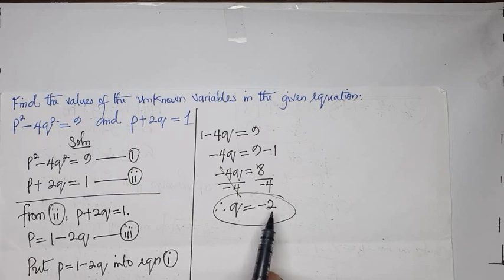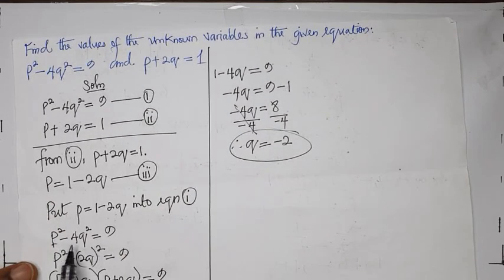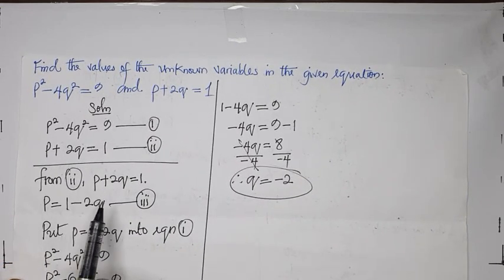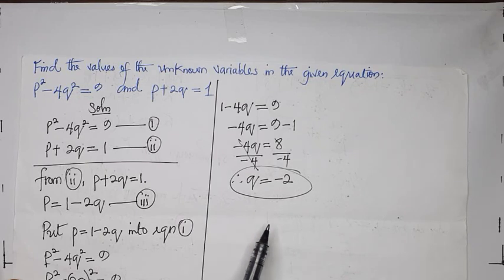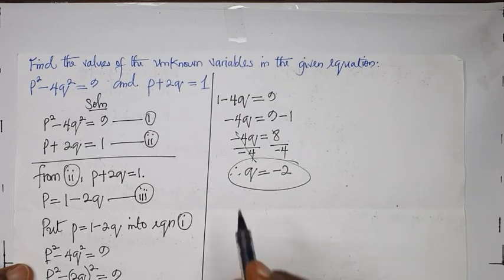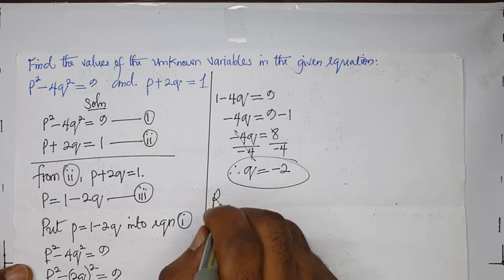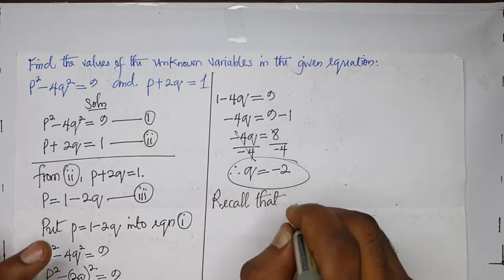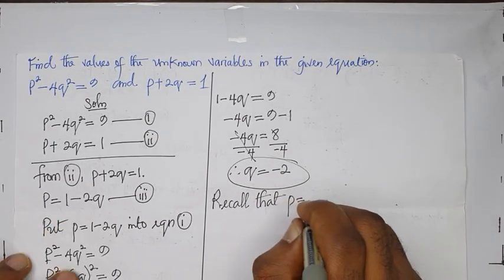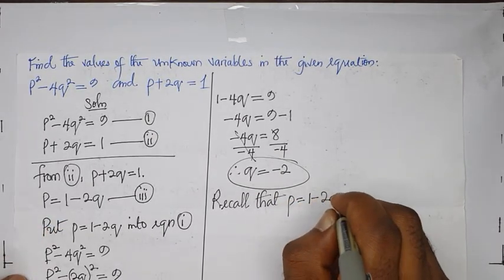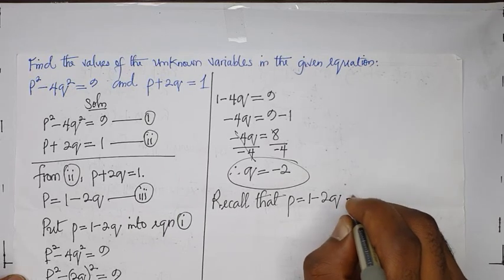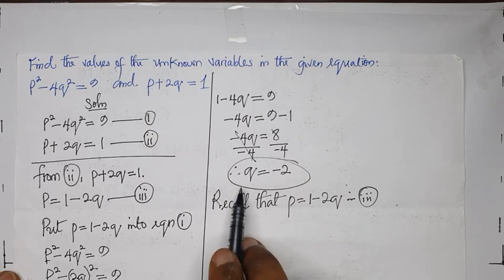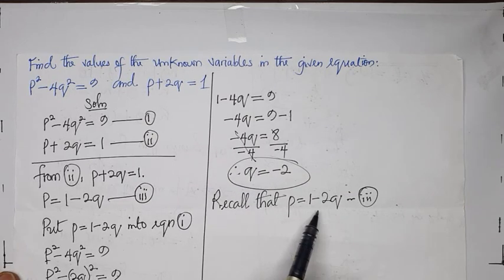But what about p? Remember that we mentioned earlier when we derived the value of p being 1 minus 2q. So I'm going to bring it back into this calculation we are doing right here. So I'll just say recall that p, which you see here, is equal to 1 minus 2q. That we found in equation 3. Don't forget that.